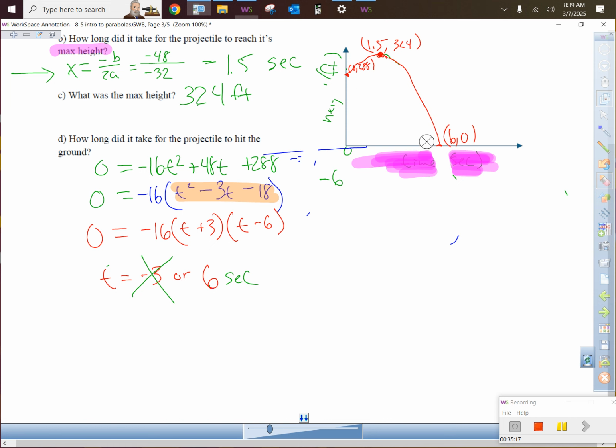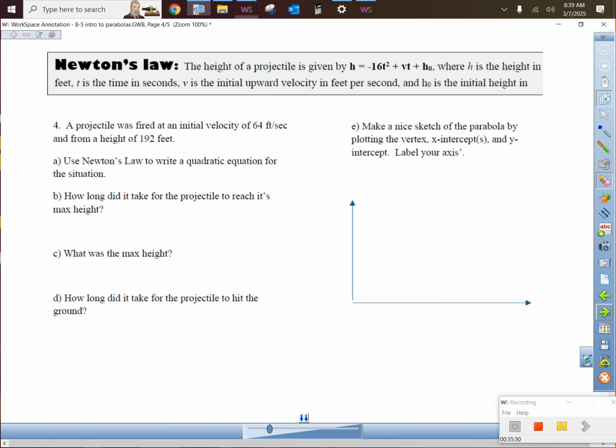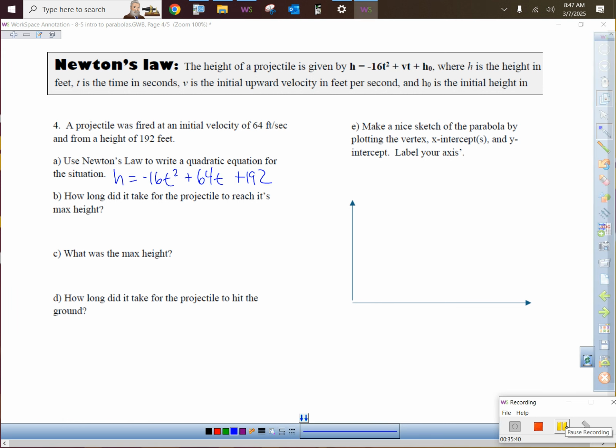But are you with me? Realistically, we're just using the first quadrant in this stuff. So let's try it again. Here's another projectile. Can you use Newton's law to write us an equation? V is the initial velocity, h sub 0 is the initial height.